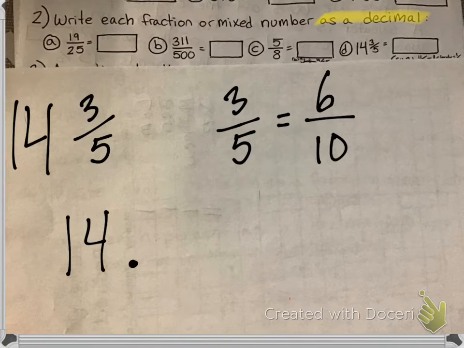6. Exactly. Thank you, Daniel. So we get 6. We move it over 1 time here. We move it over 1 time here. Our answer becomes 14.6. Super easy.